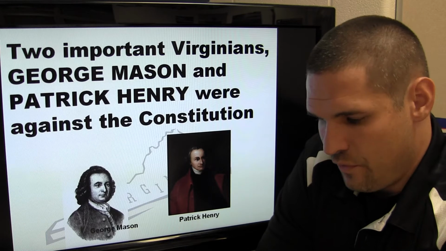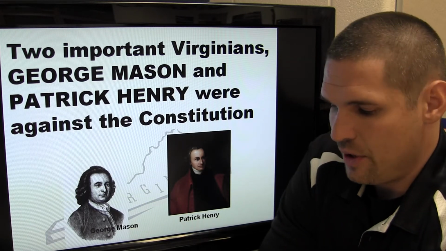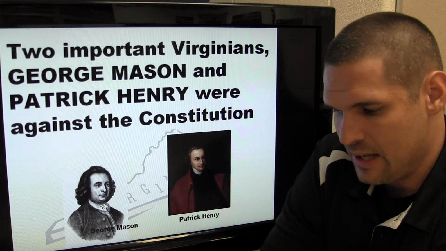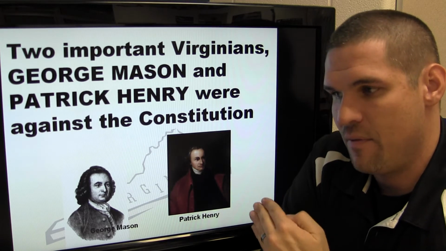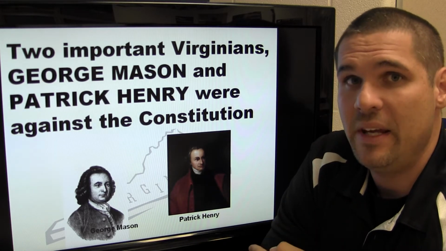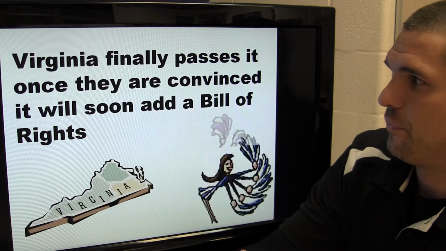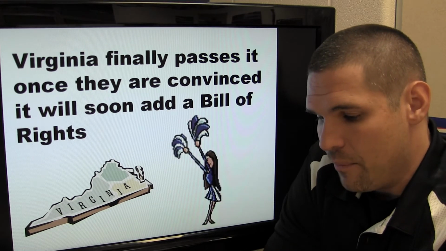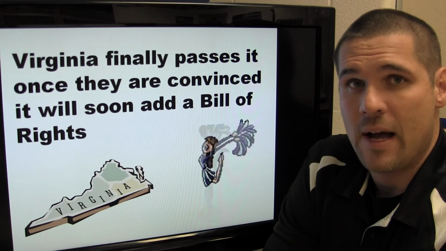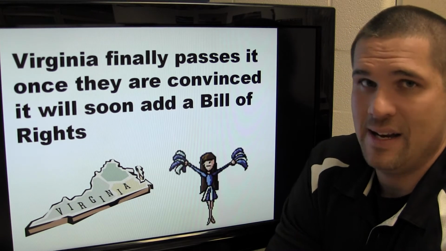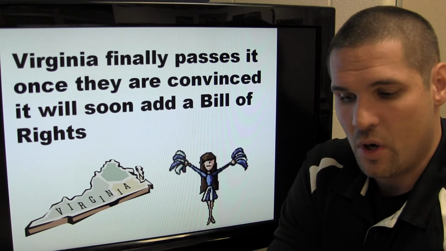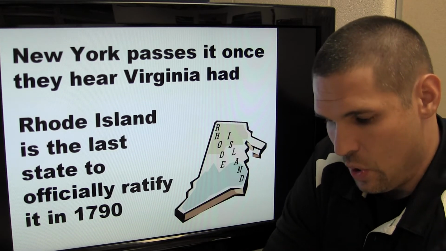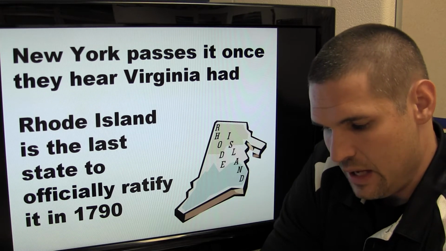And there were 2 important Virginians who fought the ratification of the Constitution. They were George Mason and again Patrick Henry, who were against the Constitution. They said if we were to ever support this, there must be a Bill of Rights in this Constitution. So the Federalists appease Virginia and New York and say, hey, if you go ahead and ratify this, we will at a later time go ahead and add a Bill of Rights to make your side happy. So that then leads New York and Virginia to pass the Constitution.